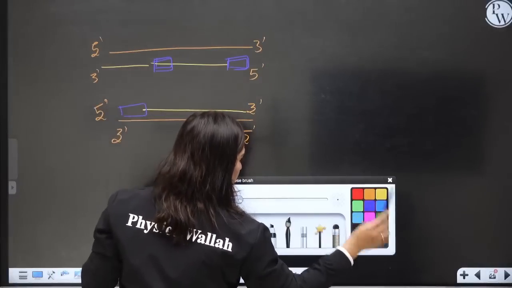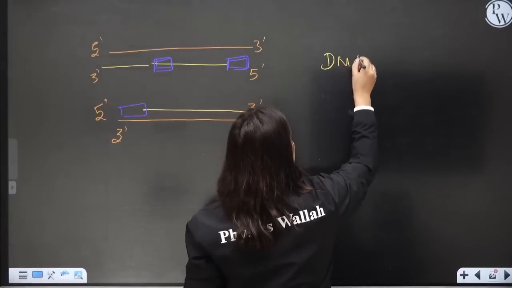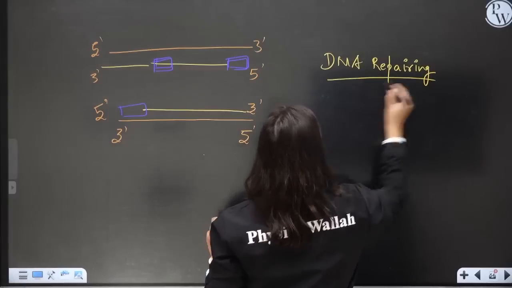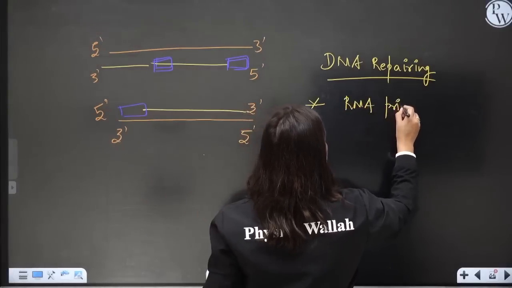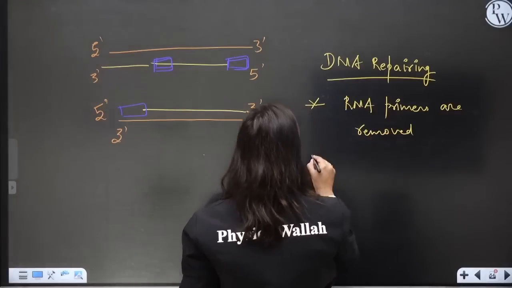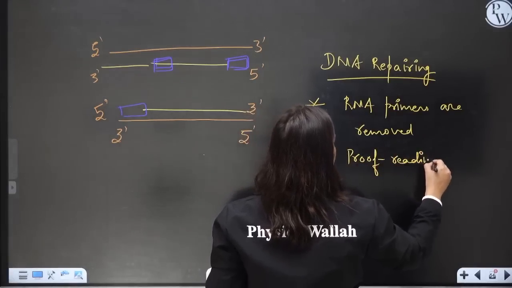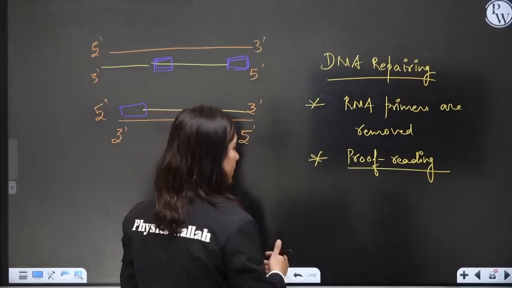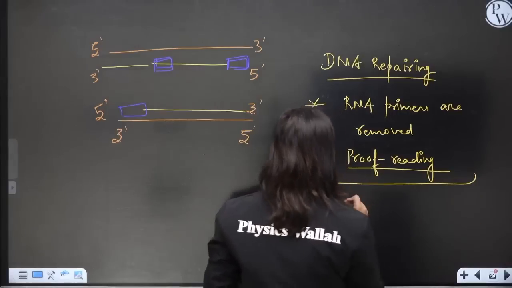So now in the end there would be DNA repairing. And what is done during DNA repairing? During DNA repairing, the RNA primers are removed. Proofreading is done. That means if any wrong nucleotide is inserted in between, that would be taken out and the right one would be inserted again. So proofreading and removal of RNA primers is done during DNA repairing, and this is also done by DNA polymerase.